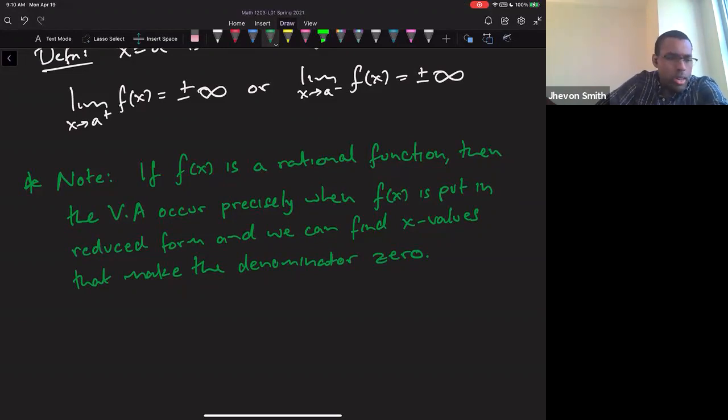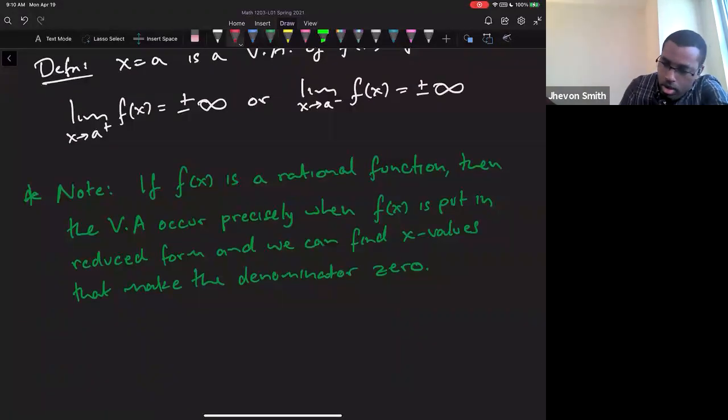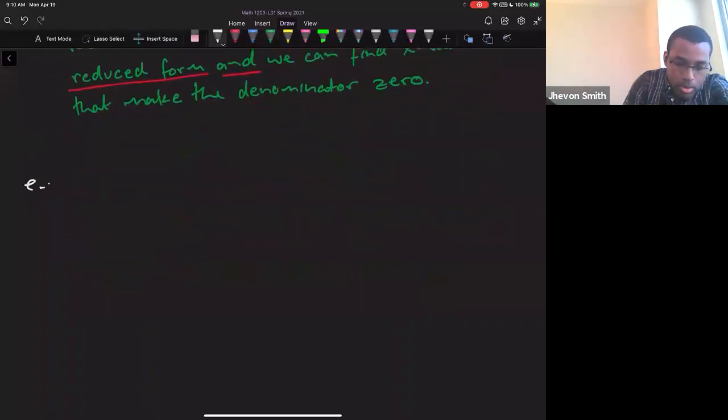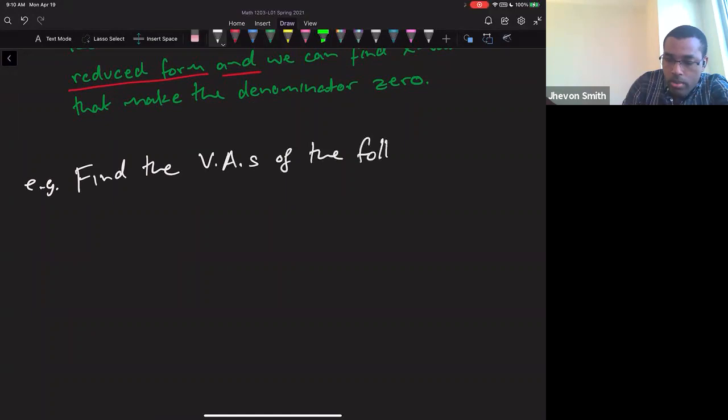And we've seen that before a couple times, right? So it's important, though, that I mentioned that this is put in the reduced form and we find a 0 in the denominator. Because if you just see a 0 in the denominator in the first place, you can be wrong if you just automatically assume that that is a vertical asymptote. So example, find the vertical asymptotes of the following.